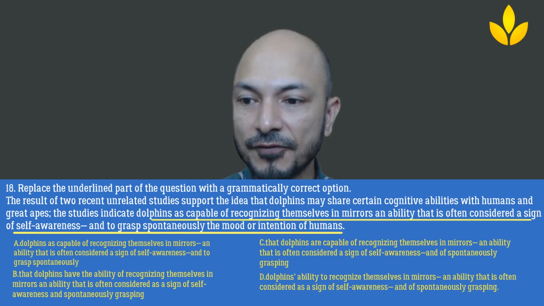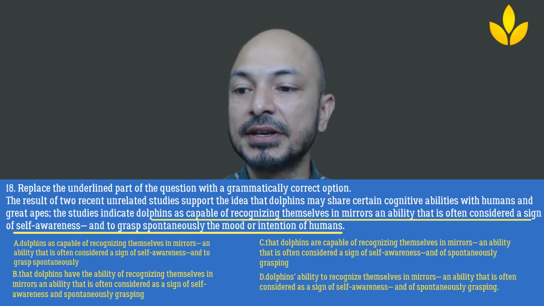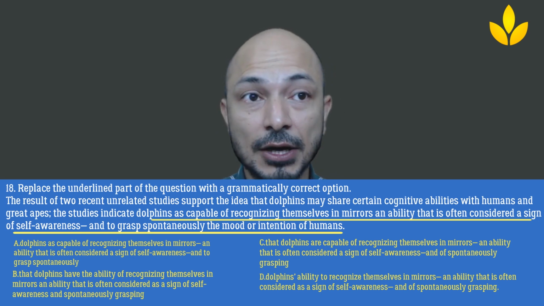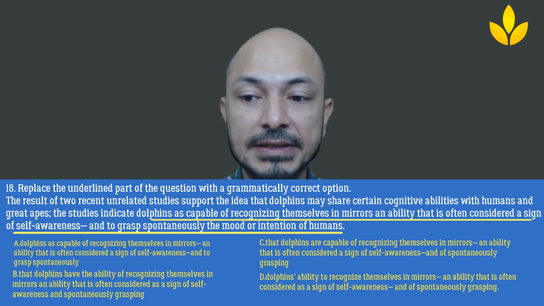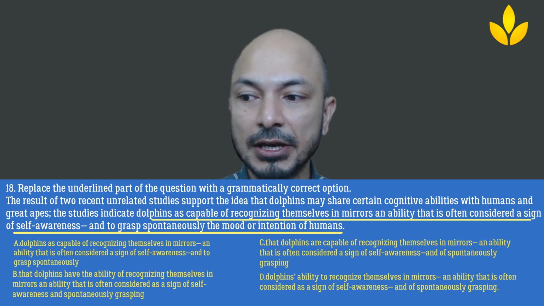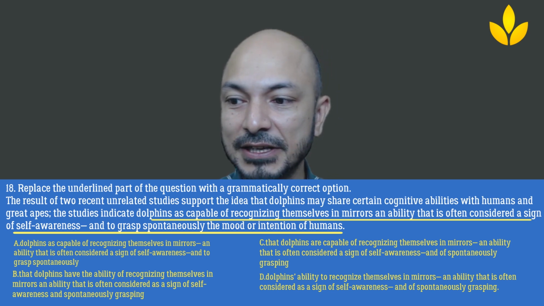Option C says that dolphins are capable of recognizing themselves in mirrors, an ability that is often considered a sign of self-awareness and of spontaneously grasping. Well, this sounds perfect for me. However, let's take a look at option D. Dolphins' ability to recognize themselves in mirrors, an ability that is often considered as a sign of self-awareness and of spontaneously grasping.